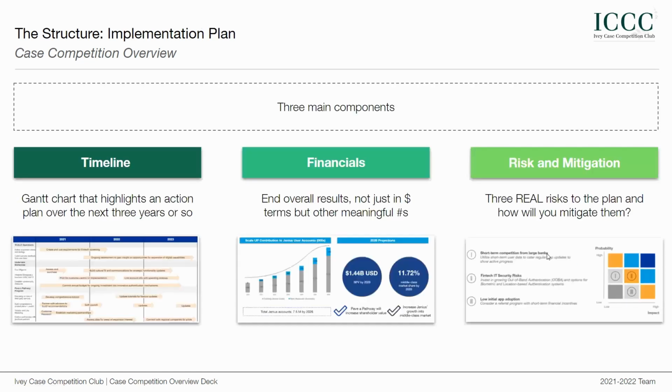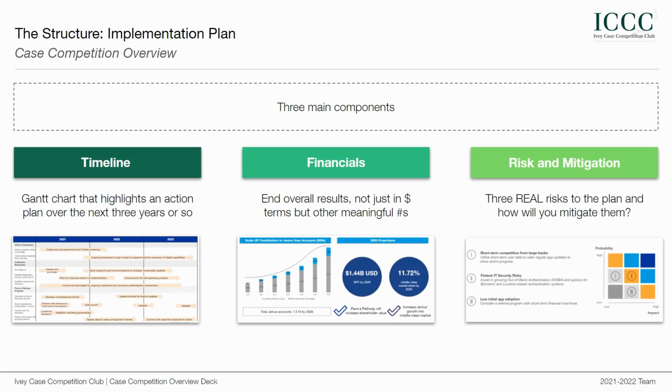One of the last parts of the case competition is the implementation. At this point, you've done your opening, you've outlined the core issues, you presented your exec summary, you've gone into recommendation 1, recommendation 2, recommendation 3. Now you're almost done your presentation. One of the last components is the implementation plan, which generally consists of 3 elements. The first is a timeline, the second is the financials, and the third is risk and mitigation.